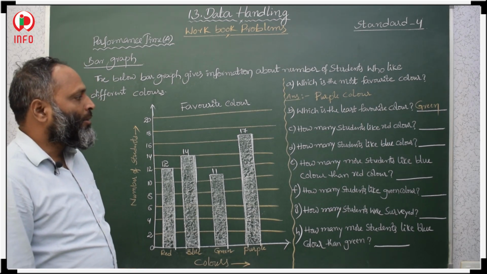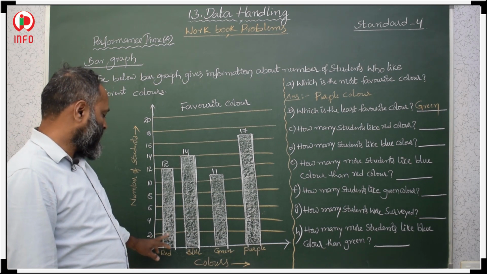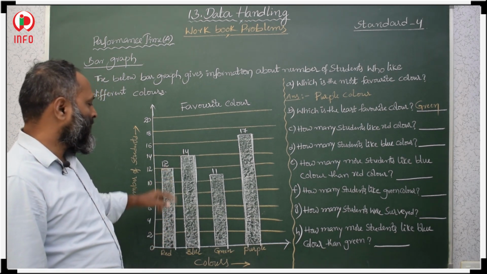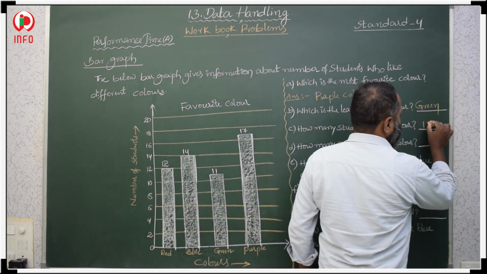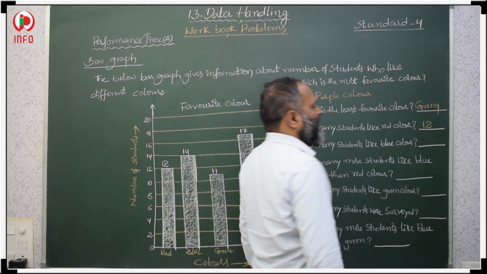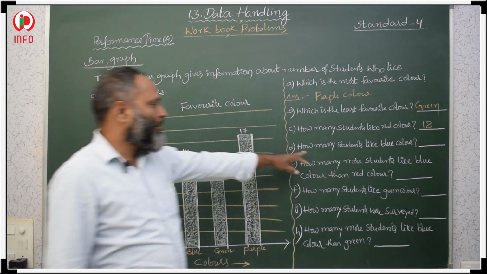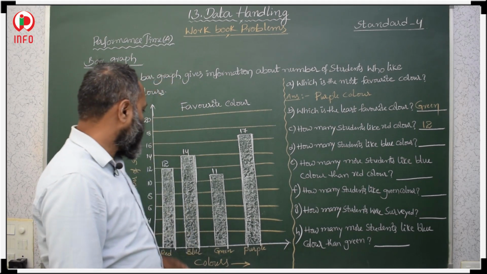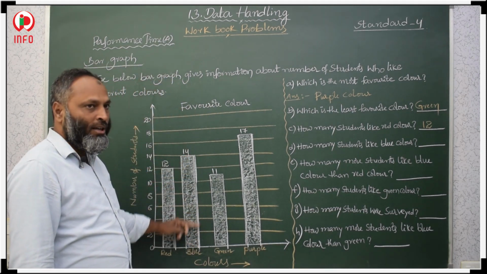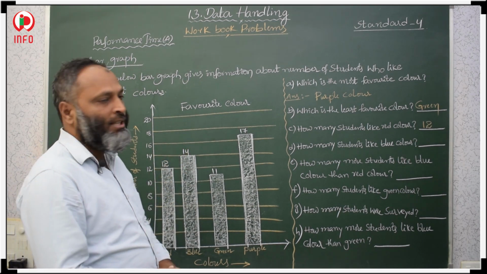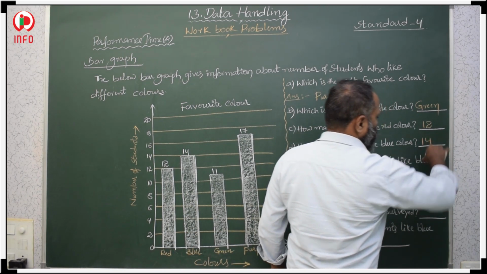Next, how many students like red color? 12 students like red color. Then the next question, how many students like blue color? 14 students like blue color.